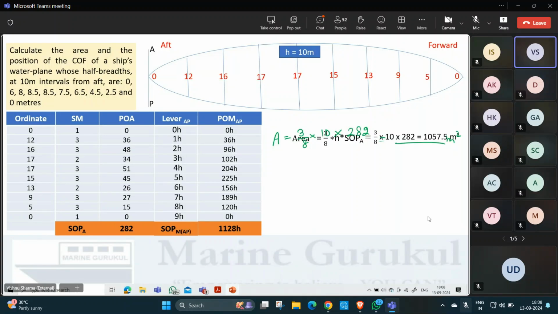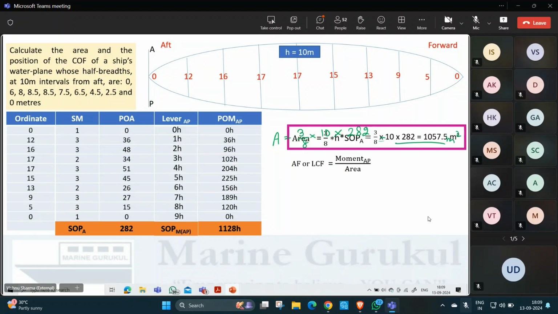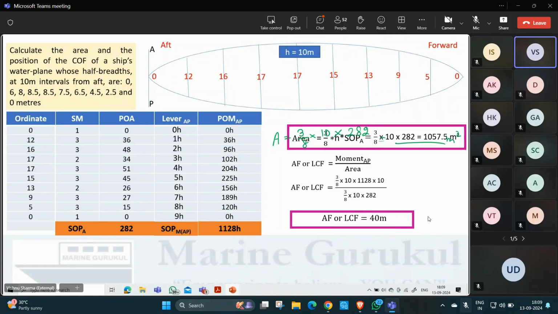Then LCF or AF, whatever you want to call it, will be equal to the moment of this water plane area about the after perpendicular divided by area. How will you get the moment? 3 by 8 into H into SOP moment, 1128 H. This 10 is for H. Divided by area, 3 by 8 and 10 get cancelled out and you get LCF of 40 meters. That's the second answer. Is it clear, beta?